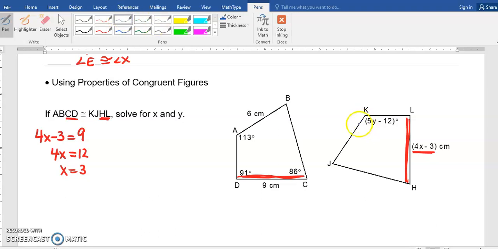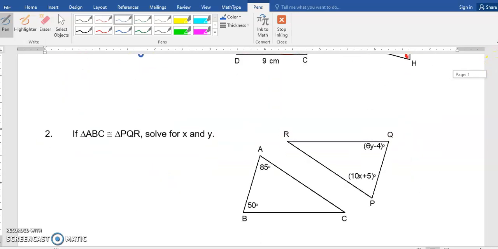For y, it's here at angle K, and from this statement I know that angle K has to be the same as angle A because it's the first letter. So there's extra information on this picture, but to know which one it is, I look at that statement. So 5y minus 12 has to equal 113. When I add 12 to both sides, I get 125. When I divide by 5, I get 25. I've solved for x and y. But it's about placement in that statement.